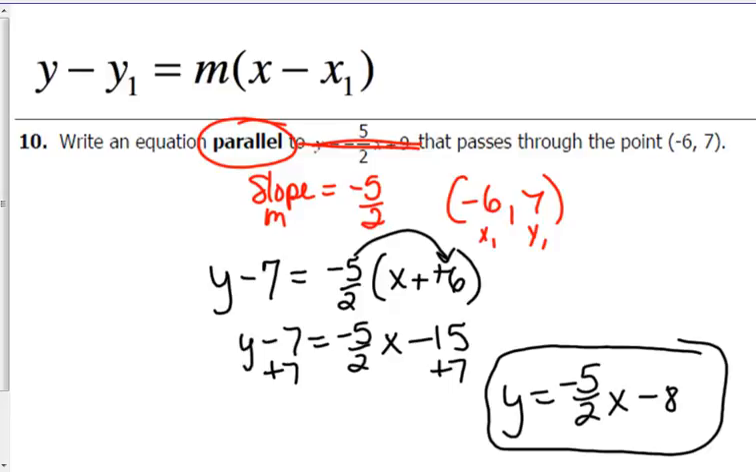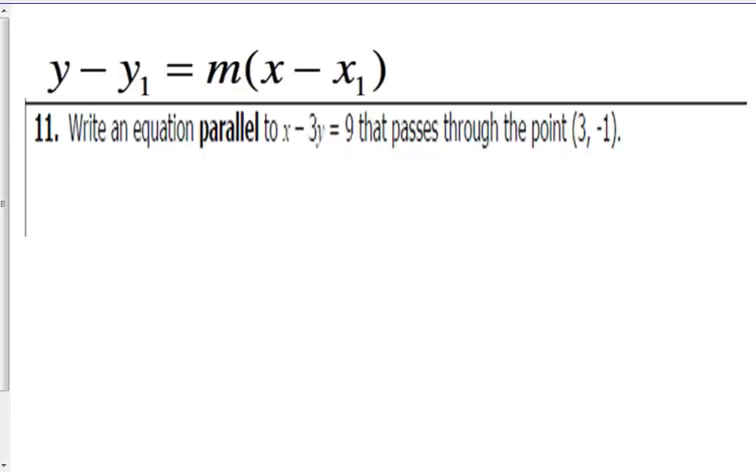Alright, it gets much more complicated when we have to do perpendicular. Oh, we're not even to a perpendicular yet? This one is a little more complicated because what's wrong with this equation? Yeah, the y's not by itself. We have to subtract an x. We get -3y equals a -x plus 9. Divide everything by a -3.